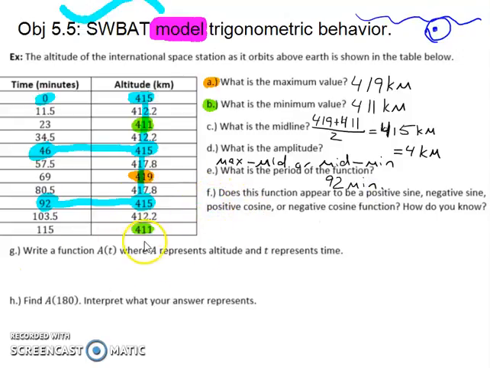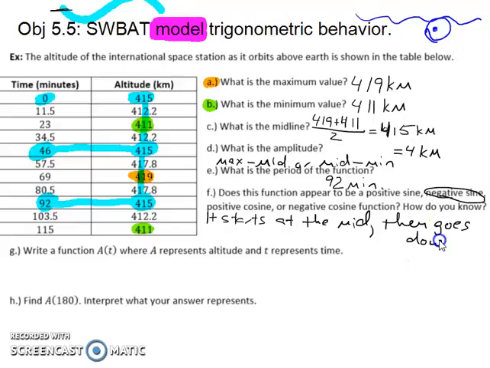F is the last question before we're actually able to write it. Does this function appear to be positive sine, negative sine, positive cosine, or negative cosine, and how do you know? Well, I already kind of drew it. I would figure this out by actually imagining it or drawing it. This starts in the middle, and then it goes down first. So this is a negative sine function, and I'm going to write it, it starts at the midline, then goes down. So you might need to reference your notes for each of these 4 where they start and which direction they go. But it'll always be one of those 4.